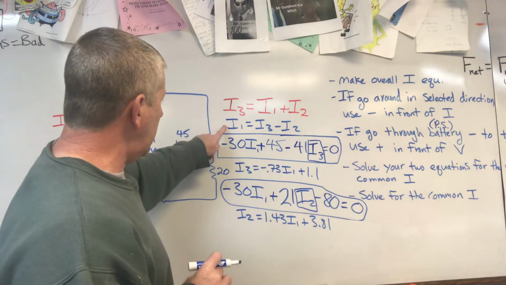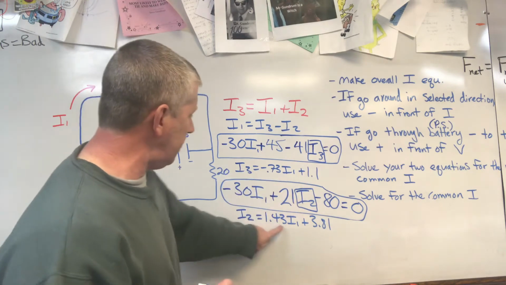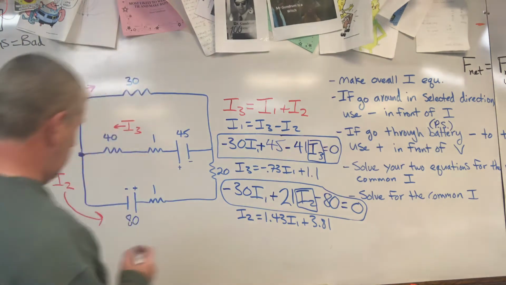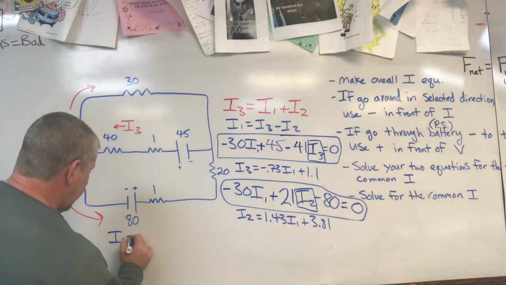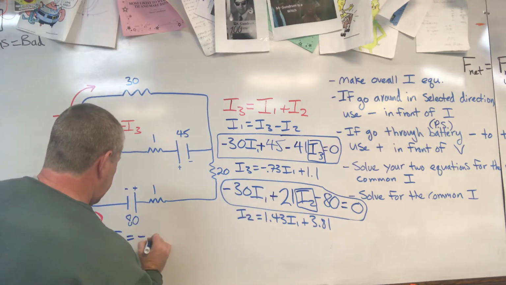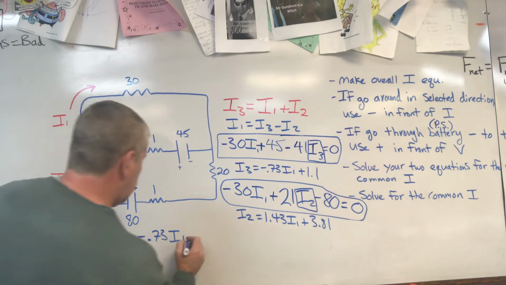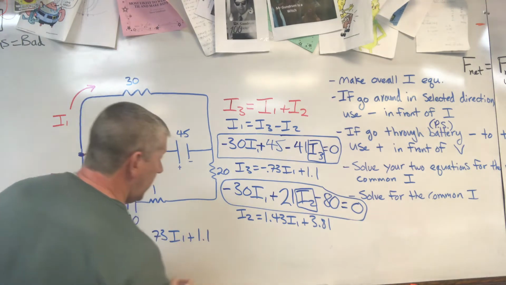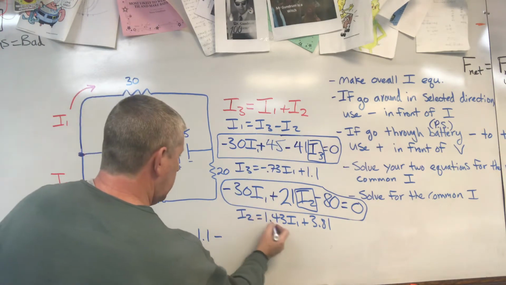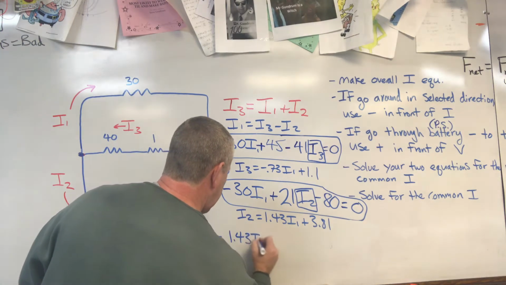Okay, so I1 is equal to I3 minus I2. We have the values for I3 and we have the value for I2. Let's put those together and do some sweet algebra. I1 is equal to I3, here it is, negative 0.73 I1, ooh, common terms, gonna be some sweet algebra, plus 1.1, minus, here's I2, 1.43 I1 plus 3.81.